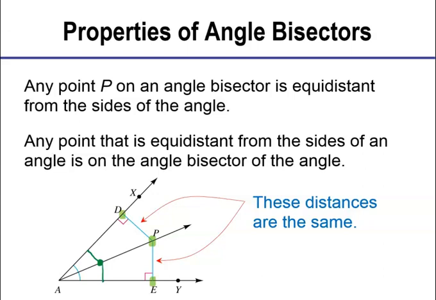Now, the second statement is just that statement in reverse. Any point that is equidistant from the sides of an angle is on the angle bisector. So if you know you have a point that is the same distance from side AX and side AY, it must land on the angle bisector. So say there's some point out here that we already know is the same distance from here as it is over here, then it must land on the angle bisector.